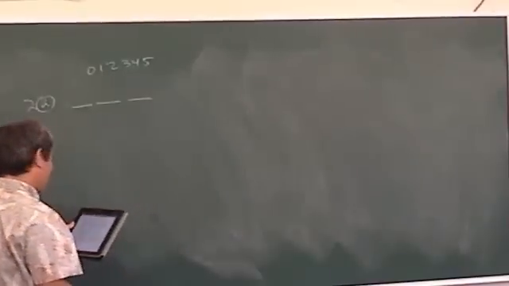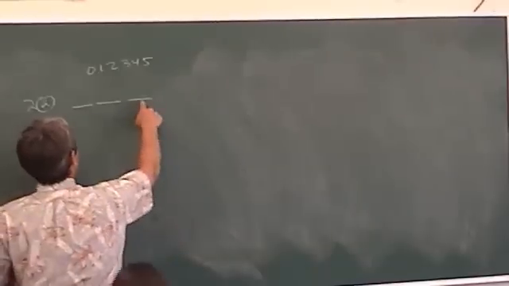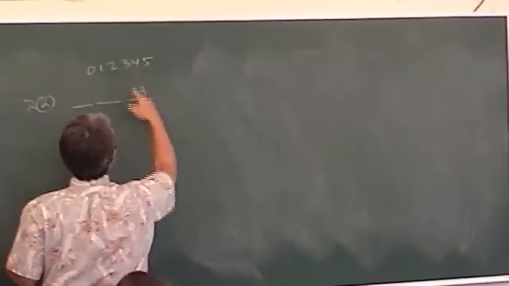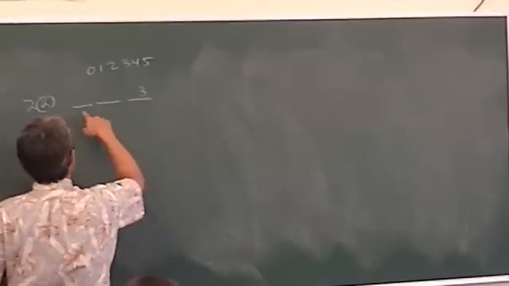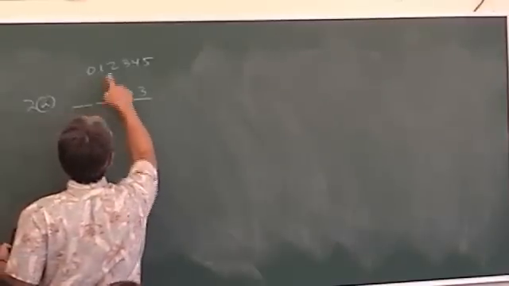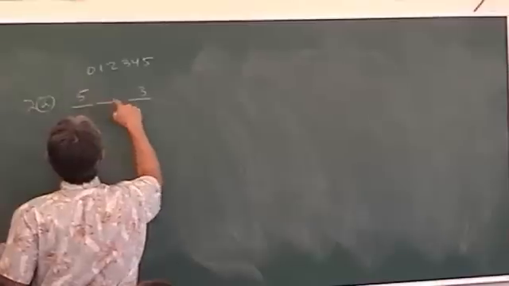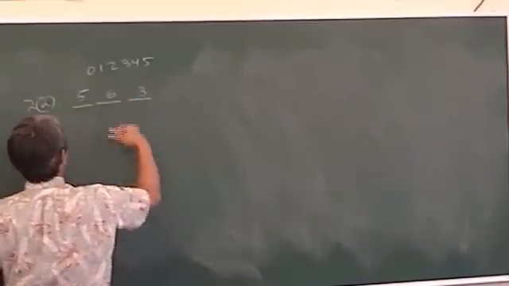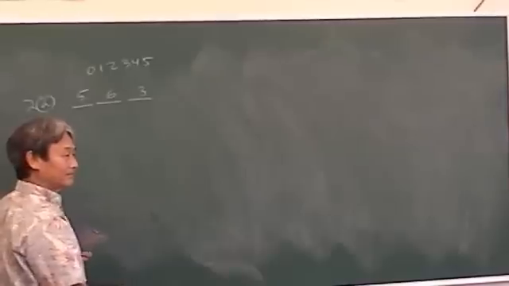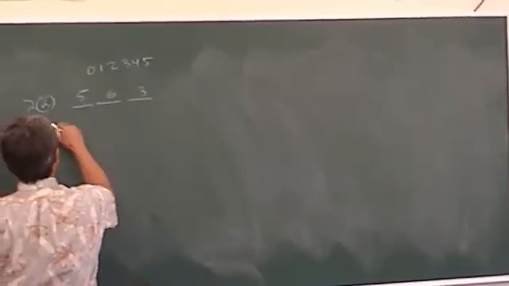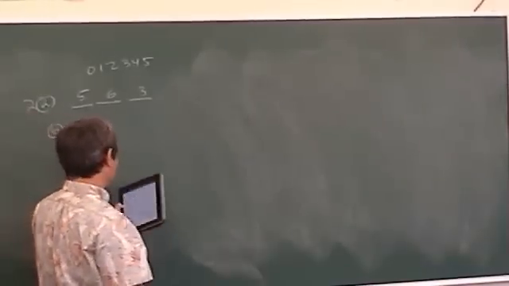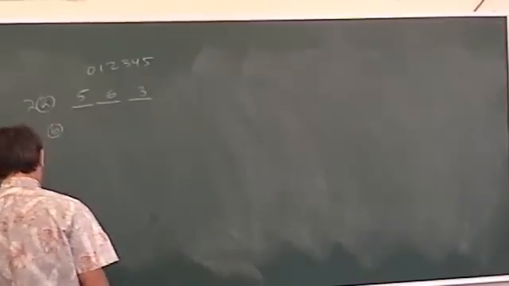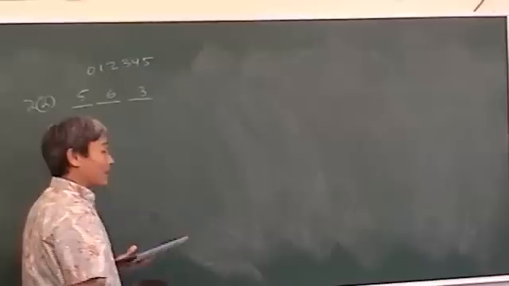Now, if this is going to be an even number, how many choices do you have for this last digit? 3, because it's either the 0, the 2, or the 4. How many choices do you have for the first digit? Anything except 0, so there's 5. How many choices for the second? Anything, so 6. Done, because you can use 0 as a second digit. Now, how many if repetitions are not allowed?